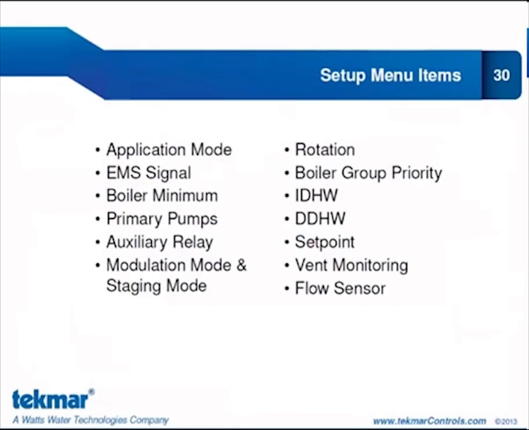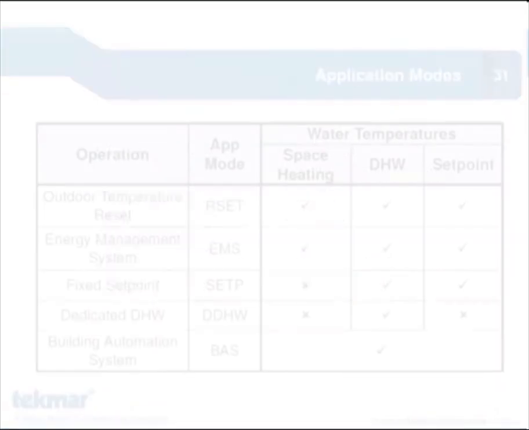We'll look at the primary pump sequencing, the auxiliary relay configuration, how we sequence modulating boilers and on-off boilers, how we rotate each of those different boiler groups. We'll look at the indirect domestic hot water and dedicated domestic hot water, set point loads, and we'll talk some more about that vent monitoring aspect that we showed you earlier in one of the applications, and the flow sensor.